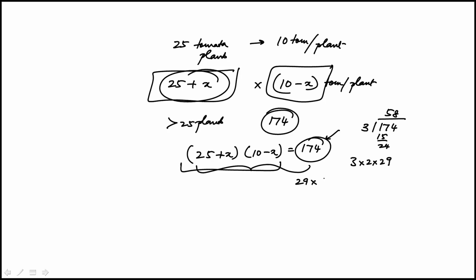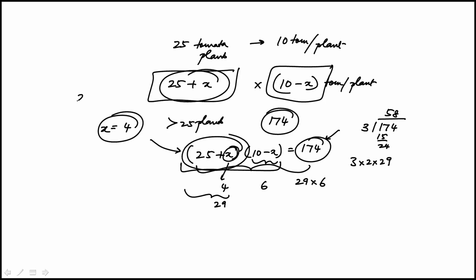So 29 times 6. So I see if x is 4, this is going to become 29, and then 10 minus 4 is indeed 6. So in this case, it turned out that just doing trial and error was the easier way. x is 4, which means there were a total of 25 plus x, which is 29 plants. So the answer is A.